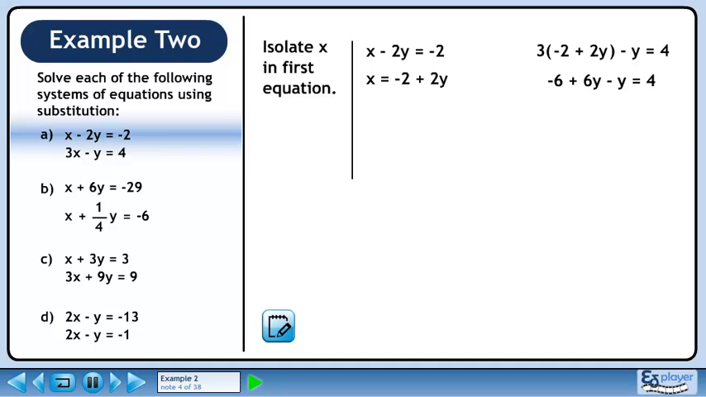Multiply 3 through the brackets on the left side. Collect the terms with y on the left side and collect the constants on the right side. This gives 5y equals 10. Divide both sides by 5 to get y equals 2.